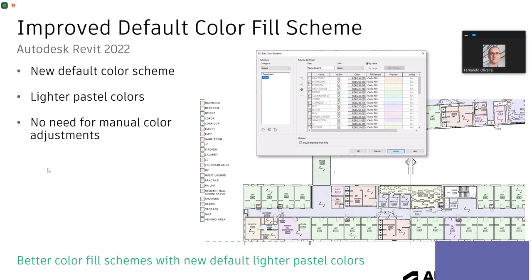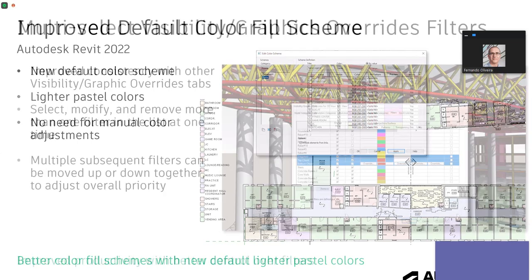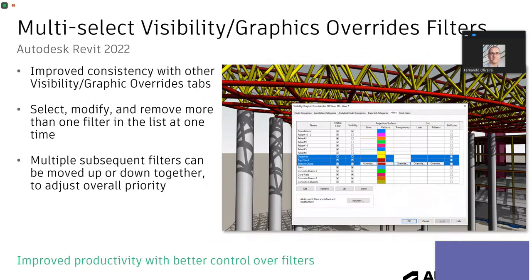Multi-select. Okay, yes. Now it's possible to improve consistency. When we are working on visibility graphic overrides, we can manipulate the properties of multiple lines at once and not one by one. So we can select subsequent filters and then apply different properties at once. So I think it's also very useful.